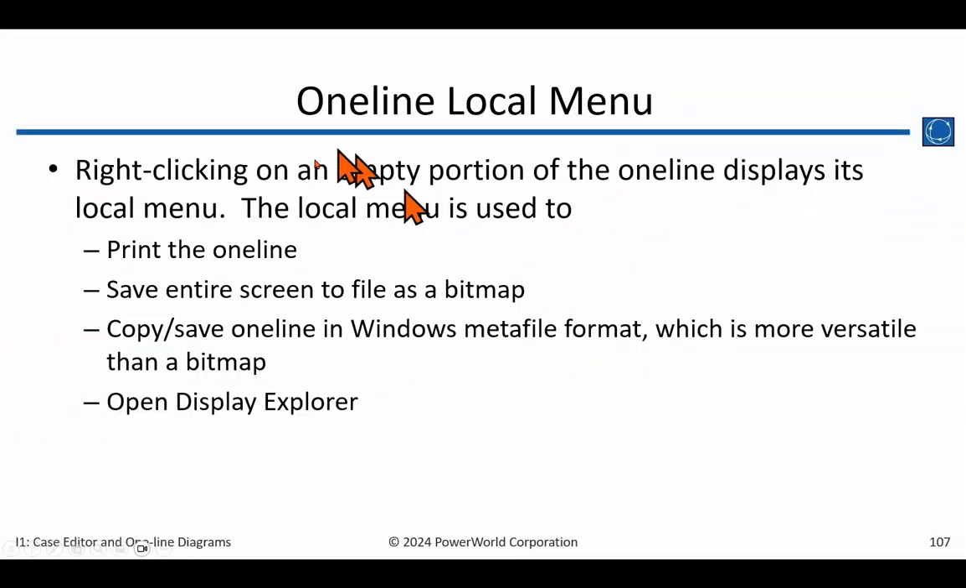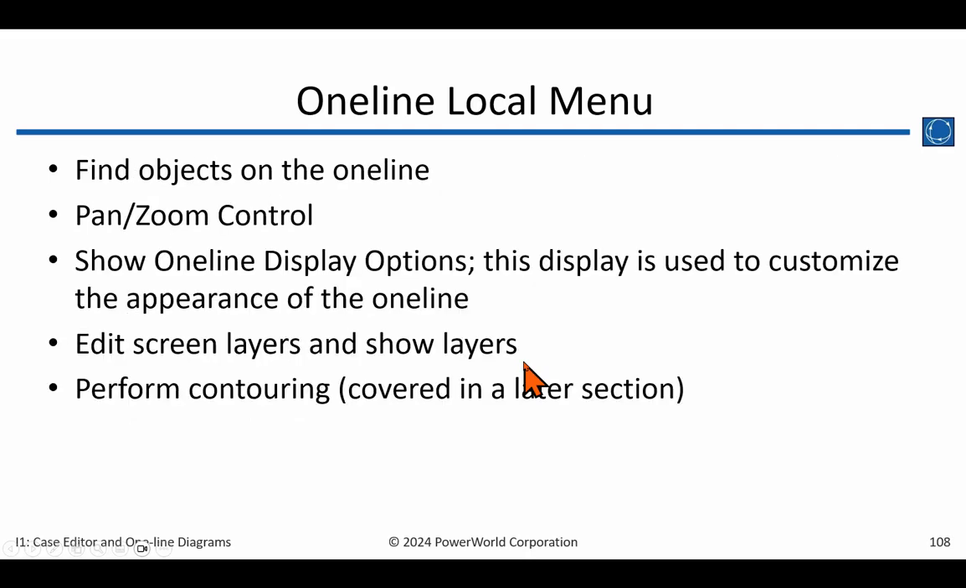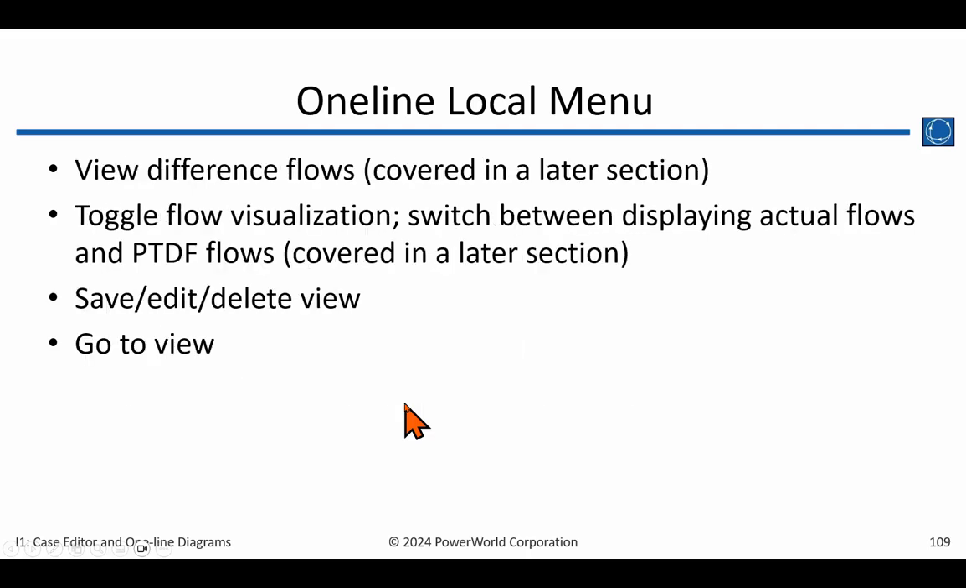But we'll talk about some of the options here on the slide. So again, you right click on an empty portion, and you can do stuff like print, save to a graphic file, and so forth. Find objects, we mentioned that. Pan and zoom control. Display options, that's the one that we'll talk about in detail next. Screen layers, and just various other context sensitive options with the one line diagram.